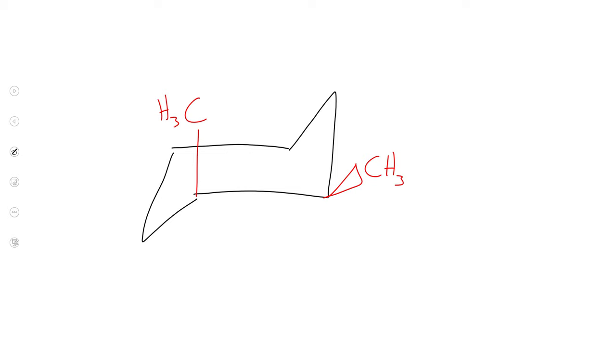Does that make sense? Okay, totally. Okay. So they're still both above. If we flatten this back out, they both would be above the plane of the hexagon. So they're still cis. This one would be the equatorial. Our equatorial here is a hydrogen sticking out towards us. Our axial here is a hydrogen sticking straight down.